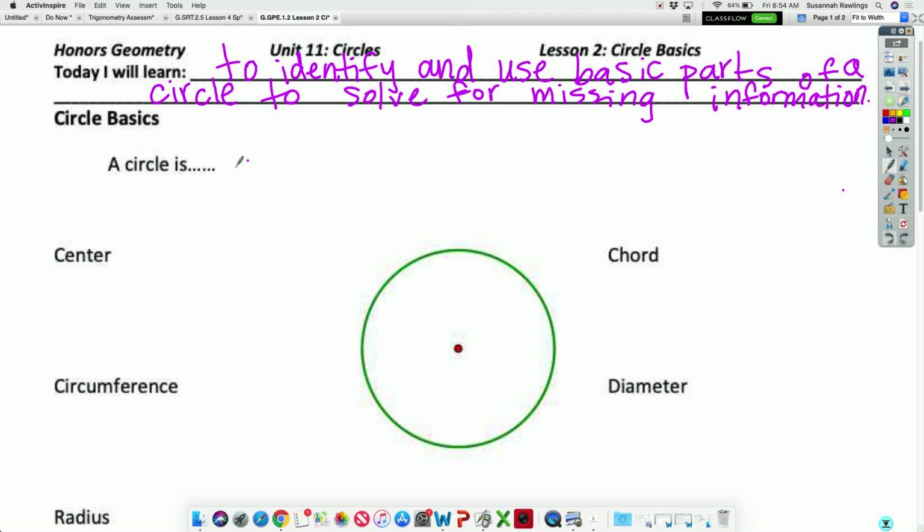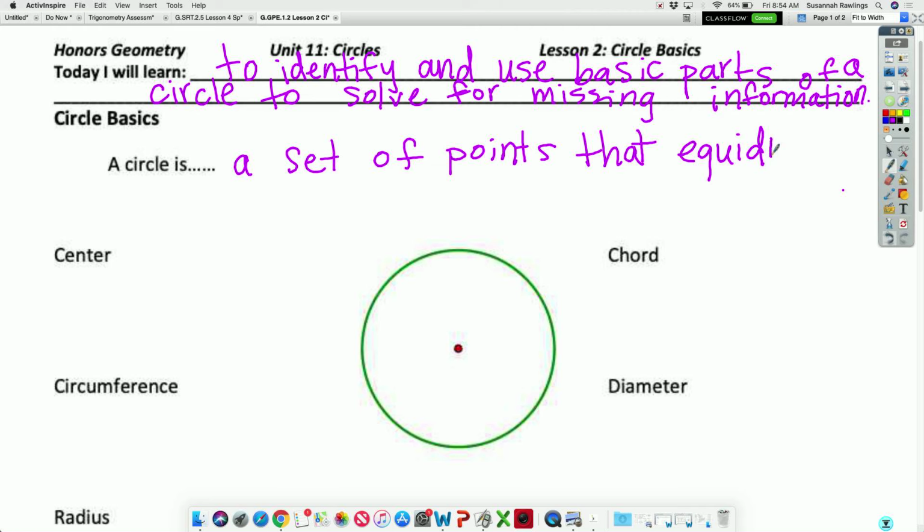So a set of points that are equidistant. What do we think equidistant means? They're all the same. The same what? Distance. So it's just equal distance or the same distance away from a given point, which is our center. That are equidistant from the center.